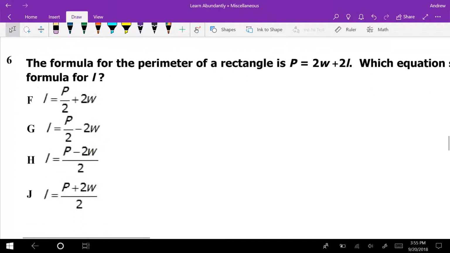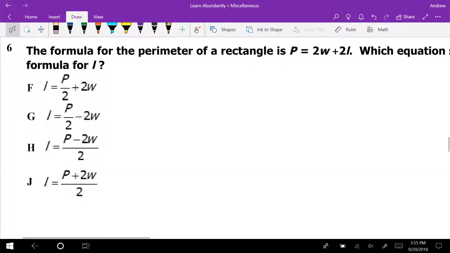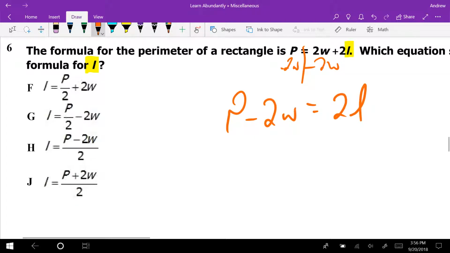Okay? Number 6, speaking of which, we're solving this for L. That's an L, and there's an L right there. So what we're trying to do is get that by itself. Right now, the easiest thing I can do is just go ahead and get rid of the minus 2w on both sides. And now it's p minus 2w equals 2l. I made it a little cursive, so it might be easier to tell it's an L, not a 1.